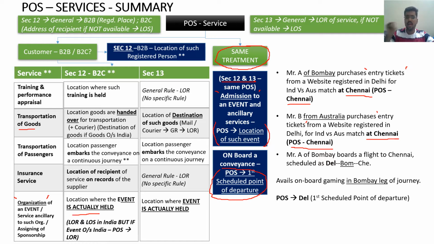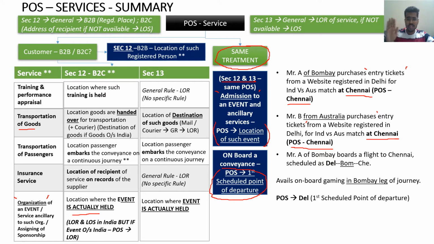So the same will happen if Mr. A boarded in Delhi and is availing the service only in the Bombay to Chennai leg. From Delhi to Bombay, let's say Mr. A has slept and didn't use any service. From Bombay to Chennai, he is using the service. Now, will the place of supply change just because he is using the service in Bombay? No. The place of supply for any services provided on board a conveyance will always be the first scheduled point of departure for that conveyance.